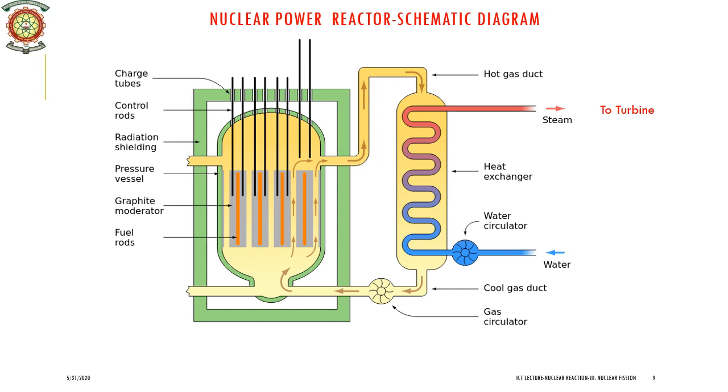One is the reflector. In order to minimize the loss of neutrons that escape, the core is surrounded by materials such as carbon which reflect the neutrons back to the core.